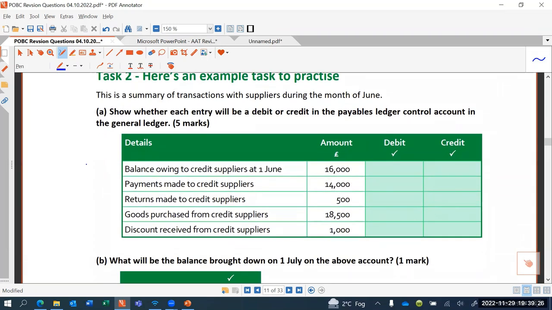So this is a summary of transactions with suppliers during the month of June. Show whether each entry will be a debit or a credit in the payables ledger control account within the general ledger. So the payables ledger control account.